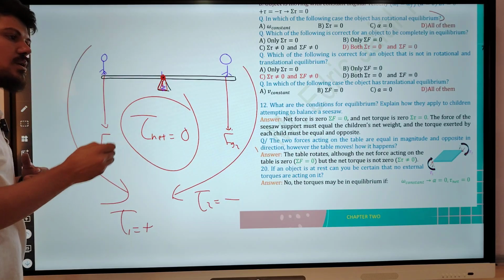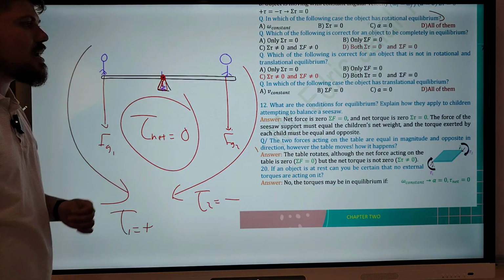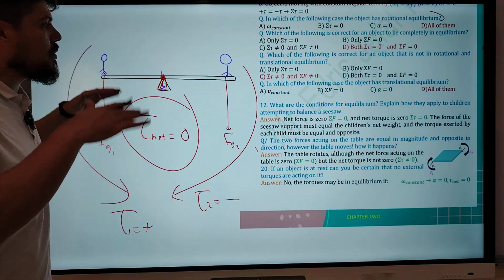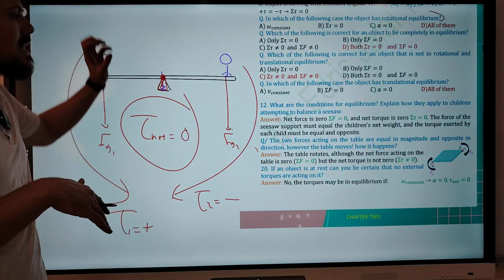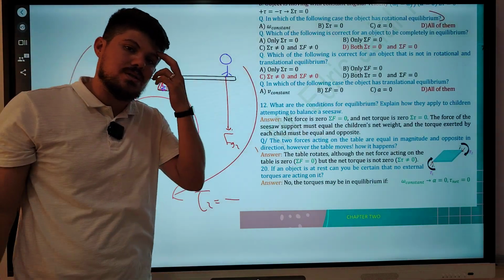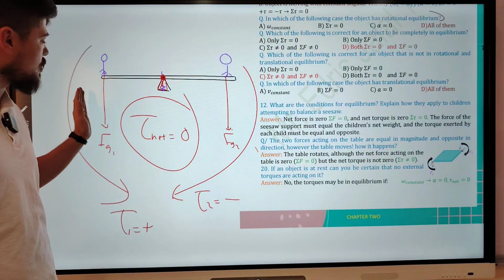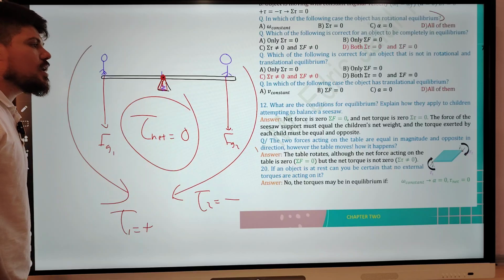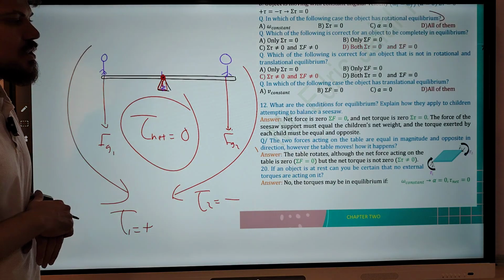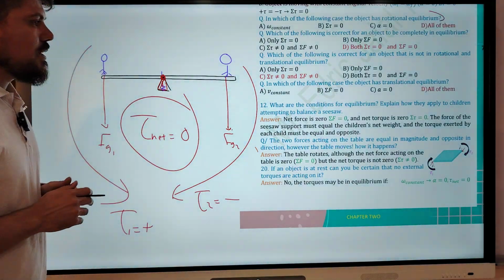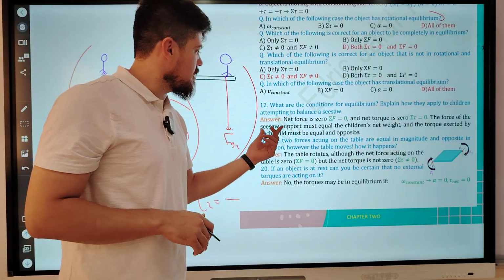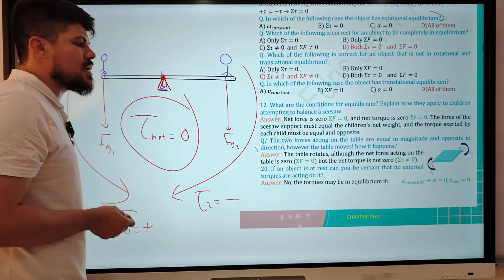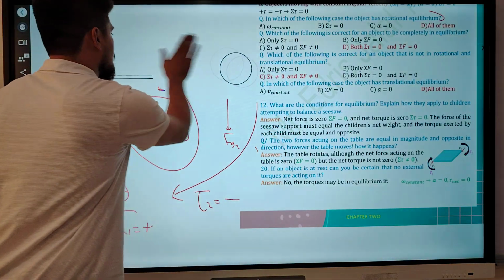Equal to 0. Can we say this seesaw has rotational equilibrium and translational equilibrium? Yes, of course. Because the upward force and downward force are equal but in opposite directions, and the torques, torque number 1 and torque number 2 for these two children, are equal in magnitude but opposite in direction. So the answer is the force of the seesaw support must equal the children's net weight, and the torque exerted by each child must be equal and opposite.